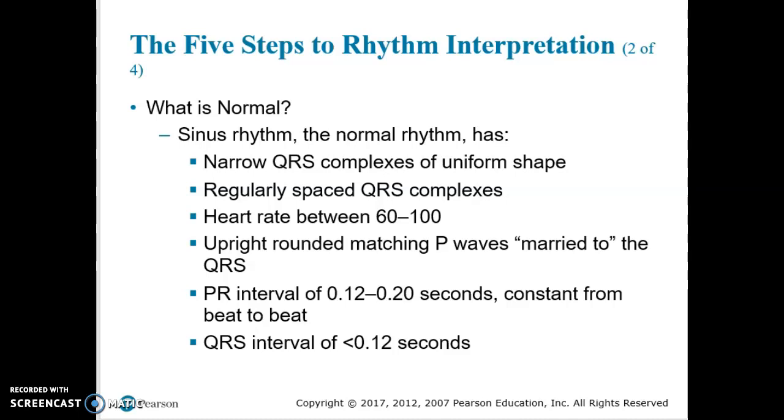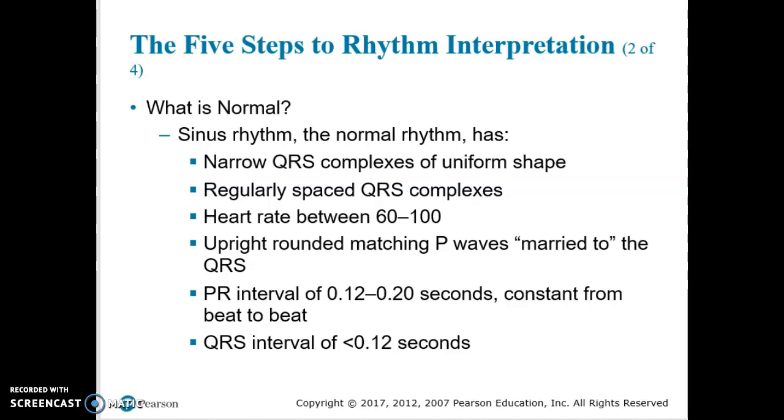They are married to the QRS, and what we mean by married to the QRS is you have a P wave followed by a QRS complex. That means they go hand in hand. When that atrium contracts, then those ventricles contract. You see those, the QRS follows that P wave. We have a PR interval of 0.12 seconds to 0.20 seconds. They're constant from beat to beat, and the QRS intervals are less than 0.12 seconds.